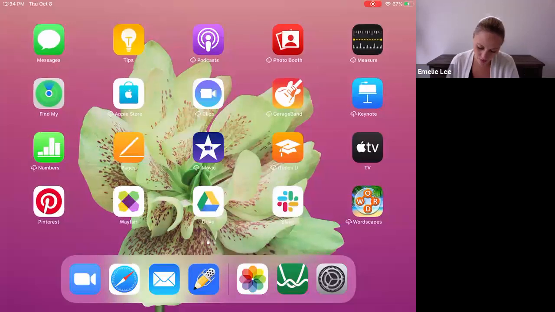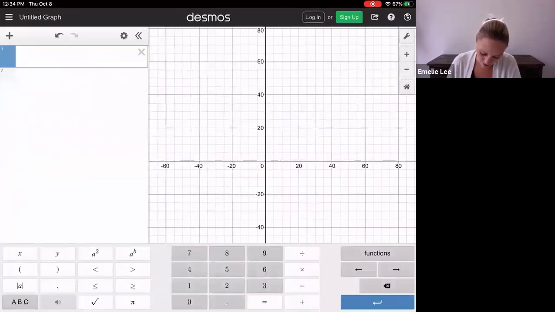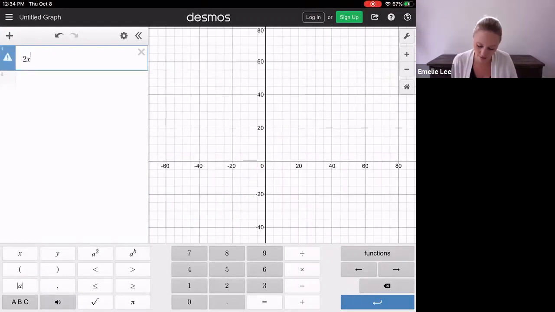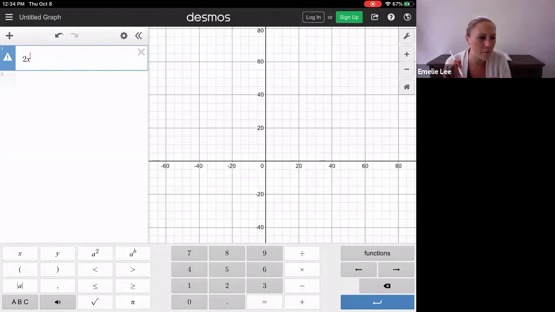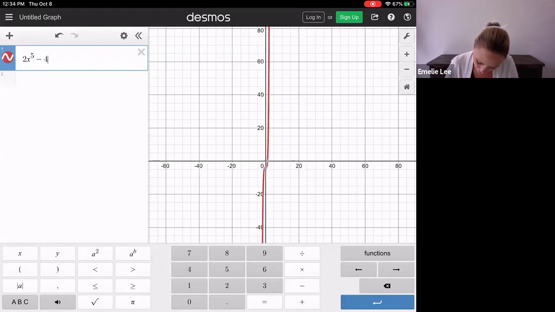So we've got 2x, let's get rid of those, 2x to the power of 5. Now, if you want a different power, there's a little a to the power of b button on the left-hand side. It's kind of hard to find, so 2x and then a to the power of b will bring the cursor up top there. So the power of 5, and then you want to step it down. Minus 243.